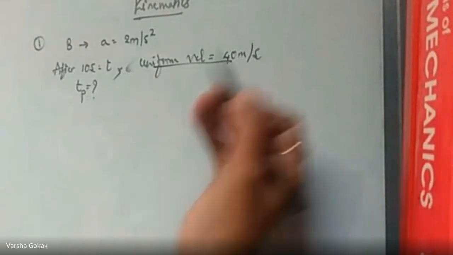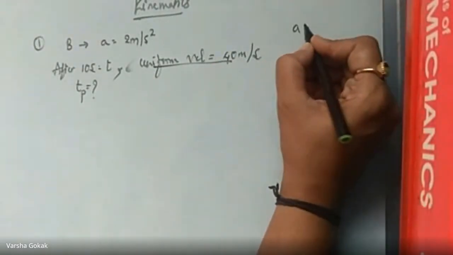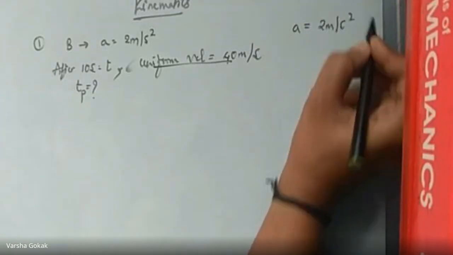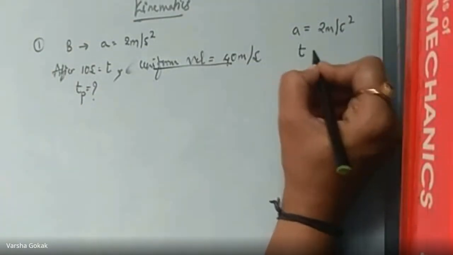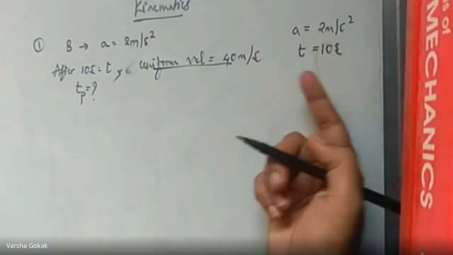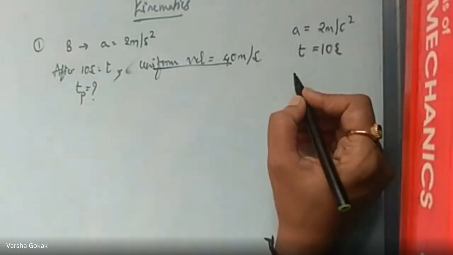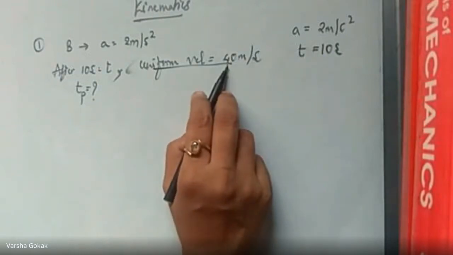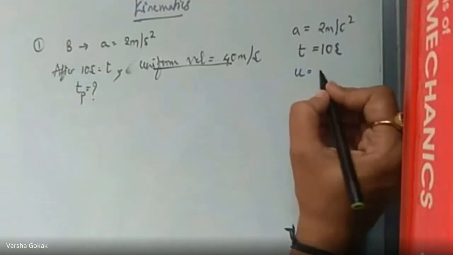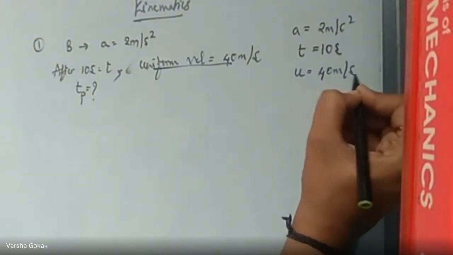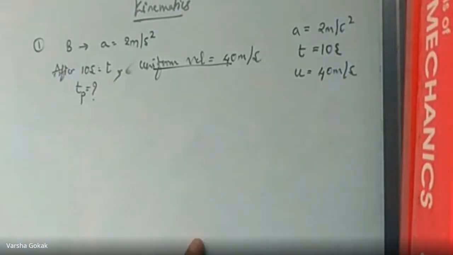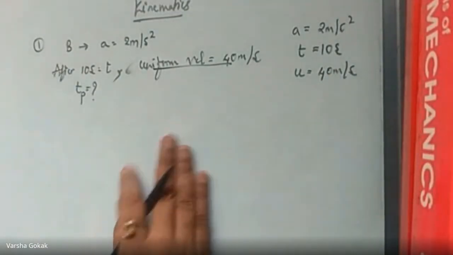Let's see. So we have data with us, that is acceleration is 2 meters per second square. This is of the burglar car. Then we have a time which is 10 seconds, after 10 seconds basically, not of police van. And we have this uniform velocity of 40 meters per second. So this would be his initial velocity of 40 meters per second. Uniform velocity initially 40 meters per second. Okay. So how do we begin?